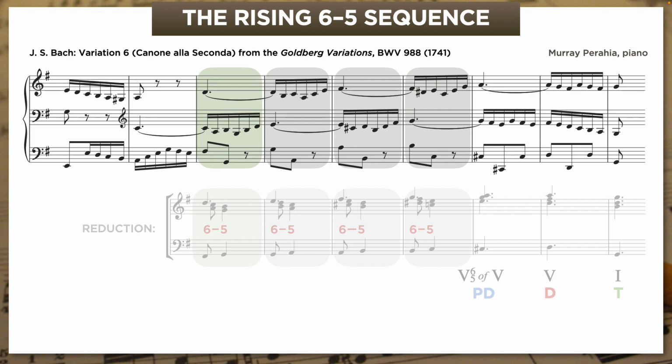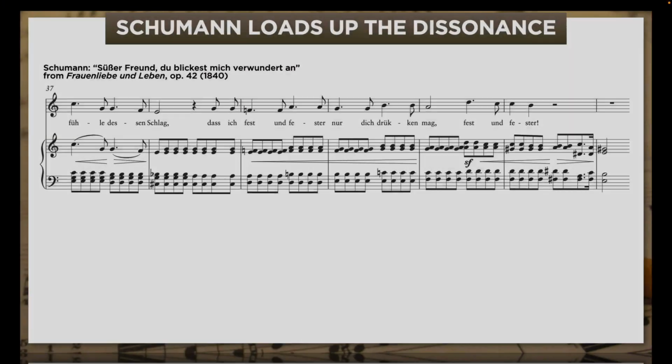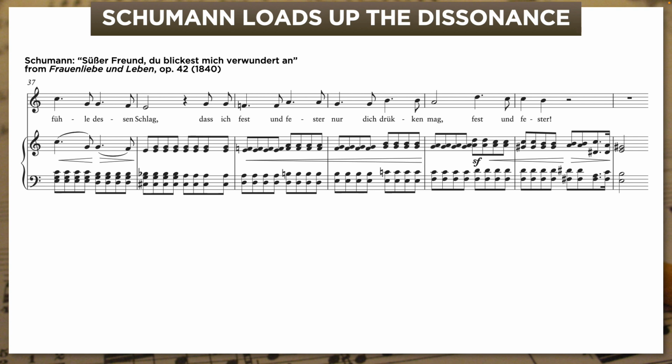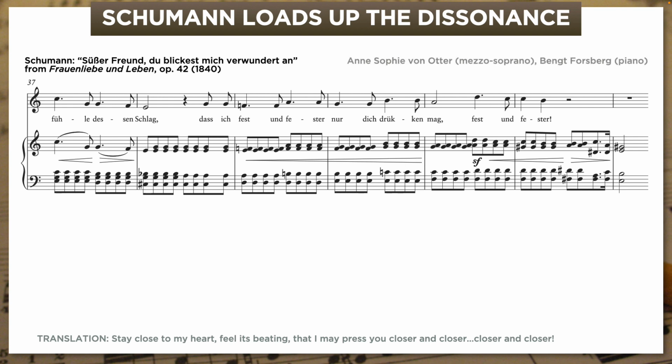Okay, for our last example today, I want to leap way into the future to check in with Robert Schumann, who loves a rising 5/6, especially if he can load it up with crazy dissonances. This is a passage from the song cycle Frauenliebe und Leben, and its text reads, "Stay close to my heart, feel its beating, that I may press you closer and closer." Let's listen first so you can hear the sequence in context.